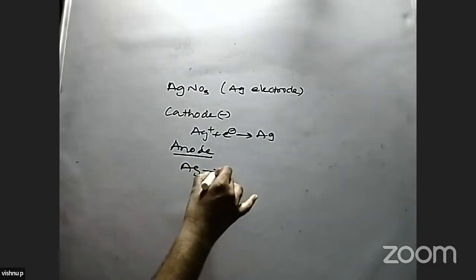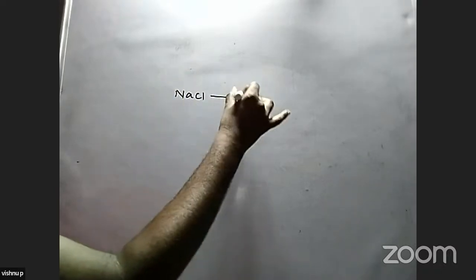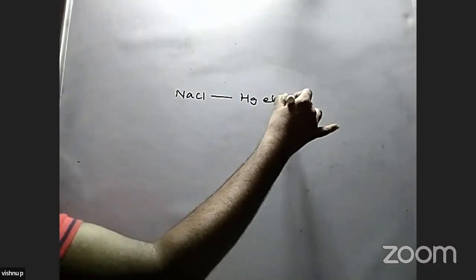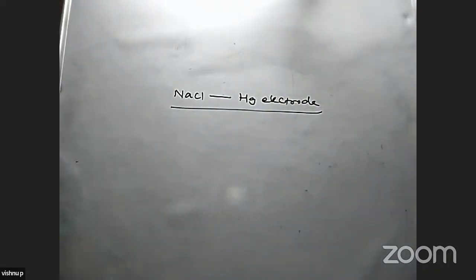Again, Ag loses electrons and is converted into Ag plus at the anode. So, how to know which ion is evolved at the cathode or anode? Here we take one more example. One important reaction: sodium chloride used with the mercury electrode. So what is the electrode used here? Mercury is used as the electrode.